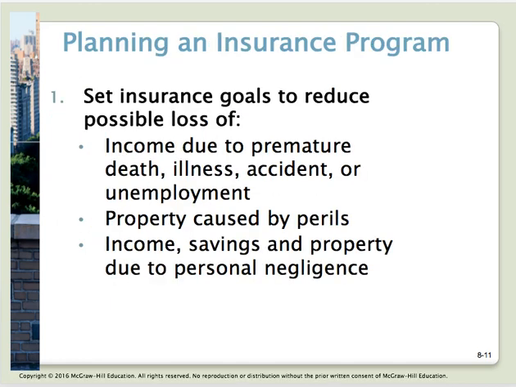So let's look at the steps of planning an insurance program. Step number 1 is to set insurance goals. So step number 1 is to reduce the possible loss of income due to dying prematurely or an illness, an accident or unemployment, or property that is caused by peril, or against the loss of income, savings, or property due to personal negligence.